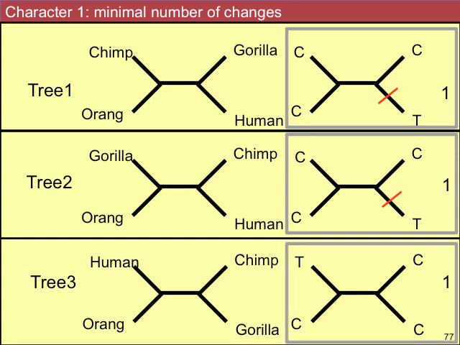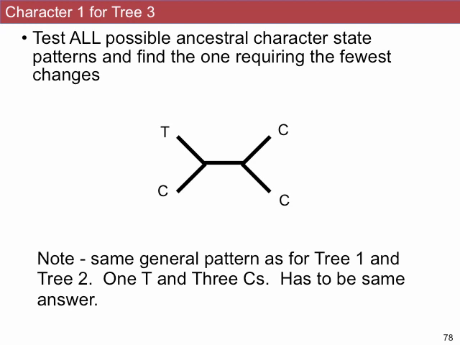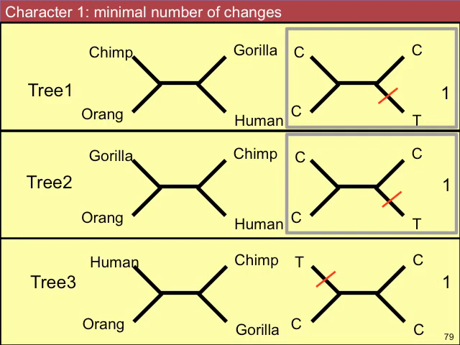So there's character 1 mapped onto tree 2. We do the same exercise. There are 4 possible ancestral character state patterns. For the first pattern, the number of changes is 1. For the second pattern, the number of changes is 2, 4, 3. The winner is 1 again. You only require 1 change for this character on that tree. And we go on to tree 3.